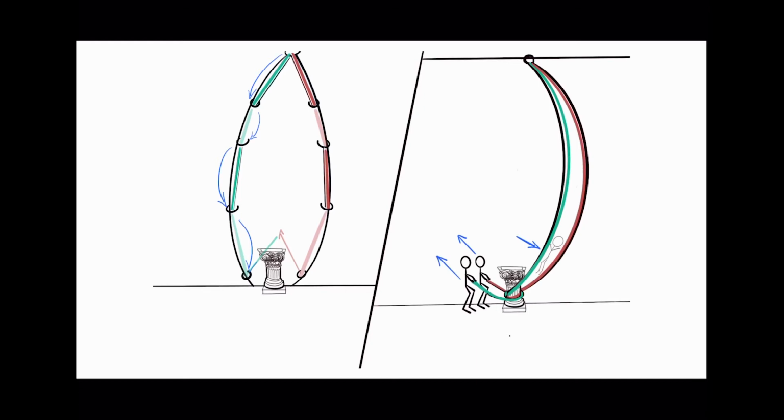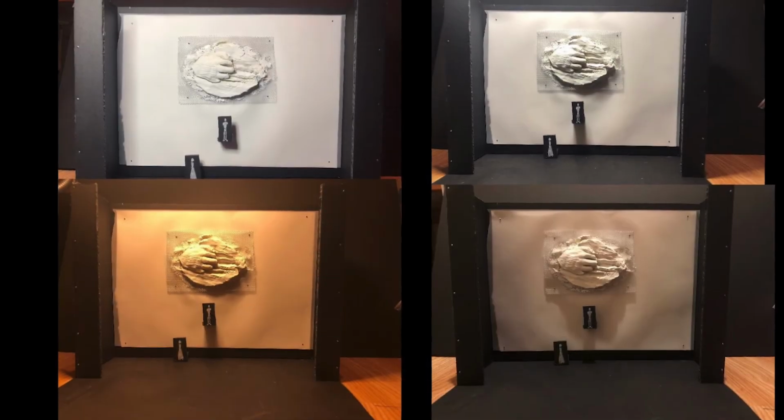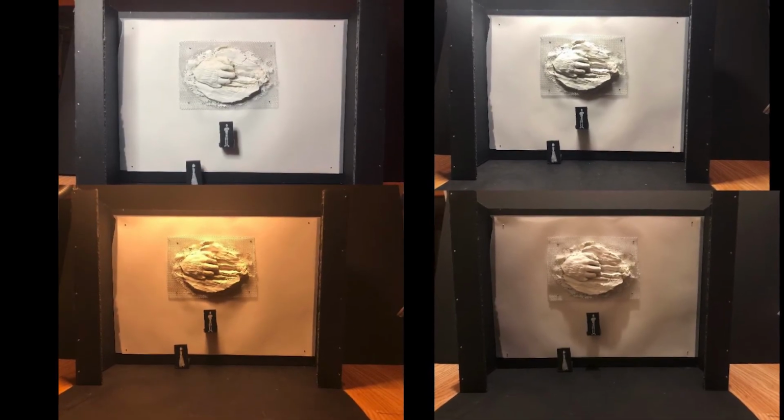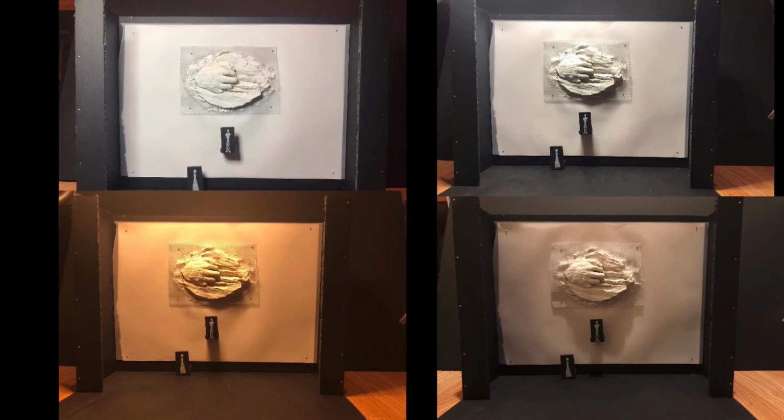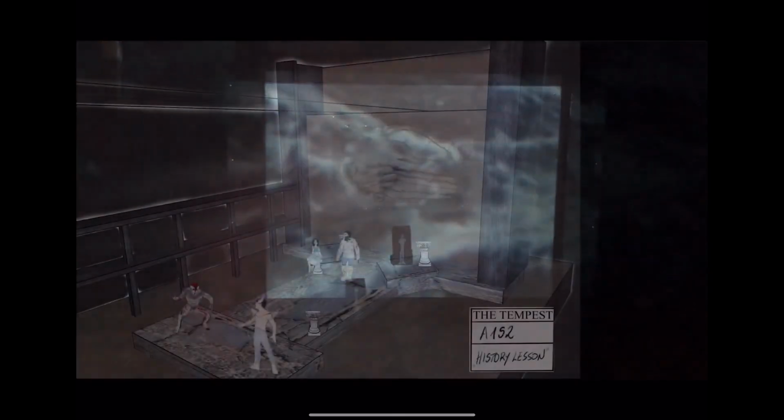In these sketches you can see the dancers up close, with chalk on their body and wrapped in fabric. In these images you can see a 1:50 scale model of the hand, and you can see how the lighting could affect the sculpture. The following 2 videos will show you how the projection will affect the hand. The dancers will appear when Ariel or Prospero are using their powers.